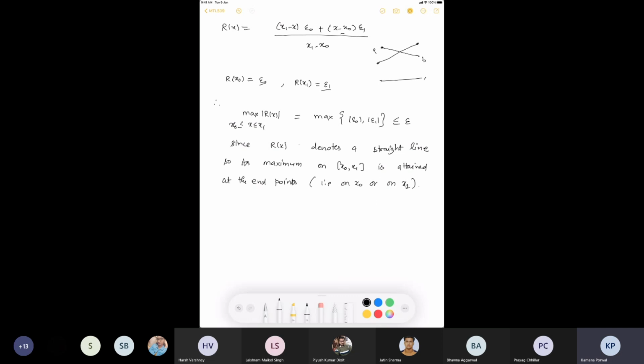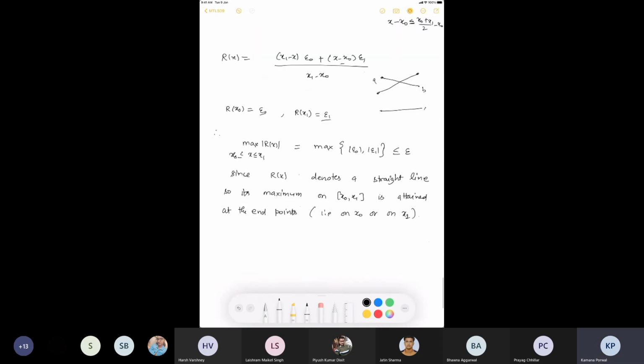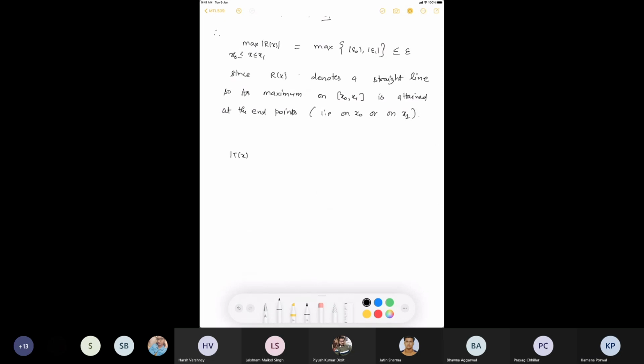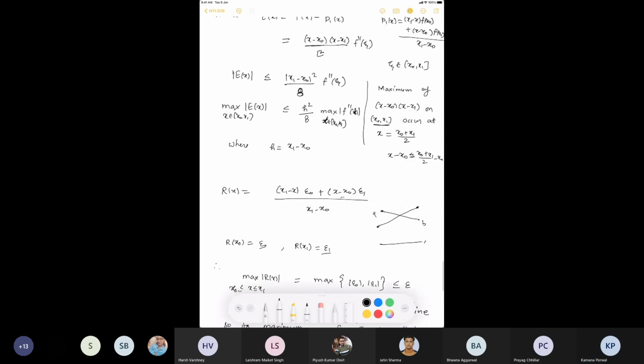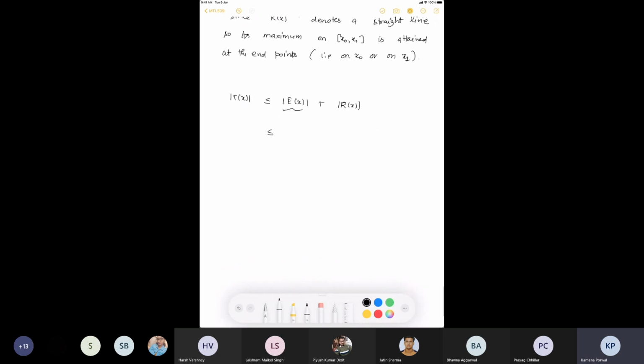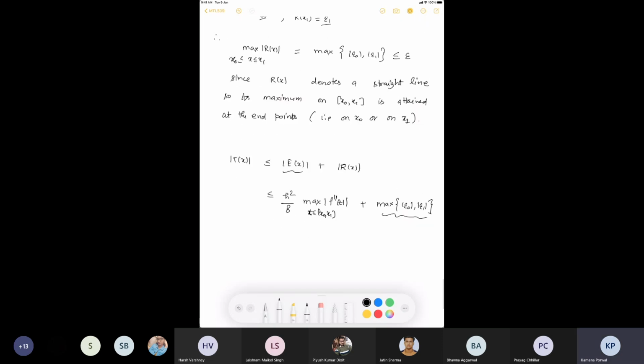Okay, so what we have obtained is that the total error T(x) is bounded by the absolute value of E(x) plus the absolute value of R(x), and if we take the maximum on both sides, this is less than or equal to the maximum of E(x), for which we have already found the bound, h squared by 8 times the maximum of f double prime of t over the interval [x0, x1], plus the maximum of the absolute values of epsilon 0 and epsilon 1, which is less than or equal to epsilon.